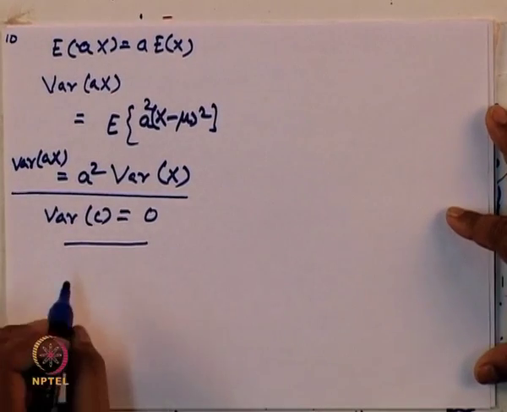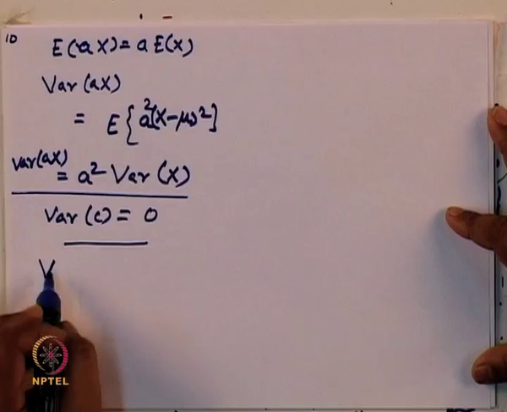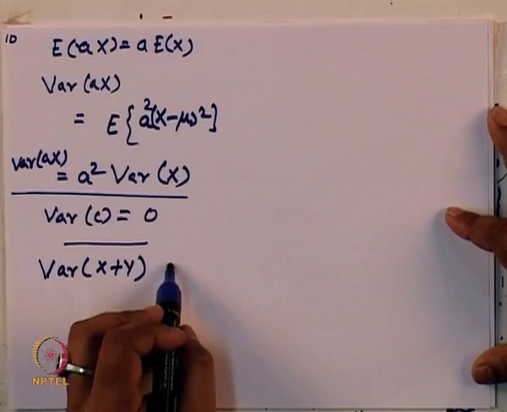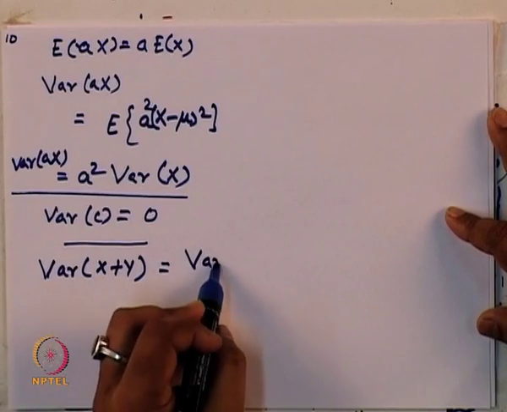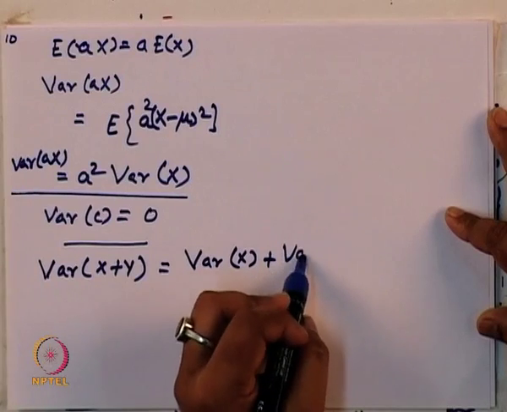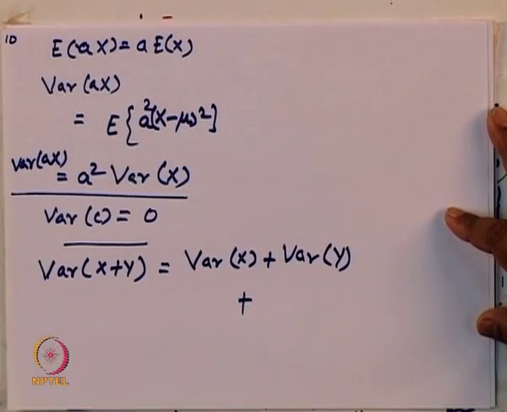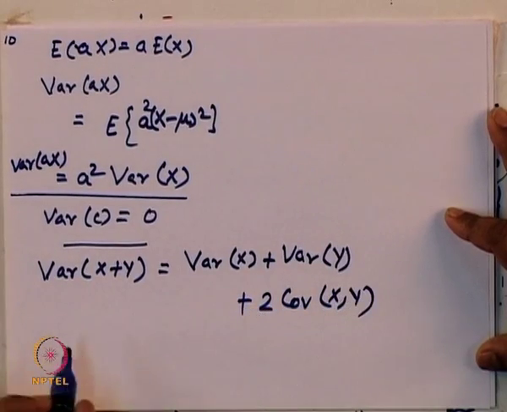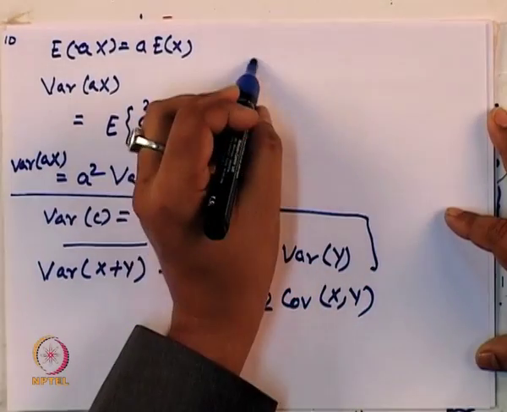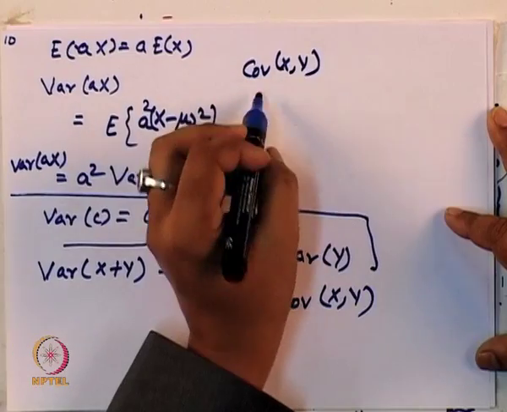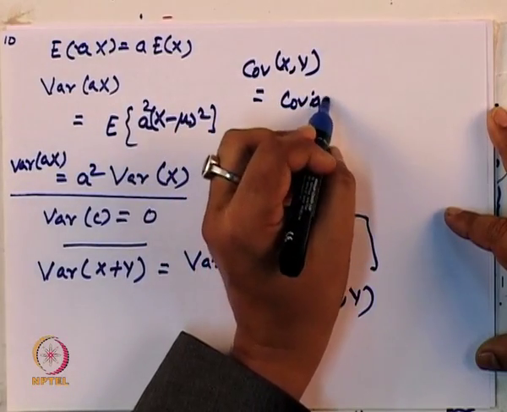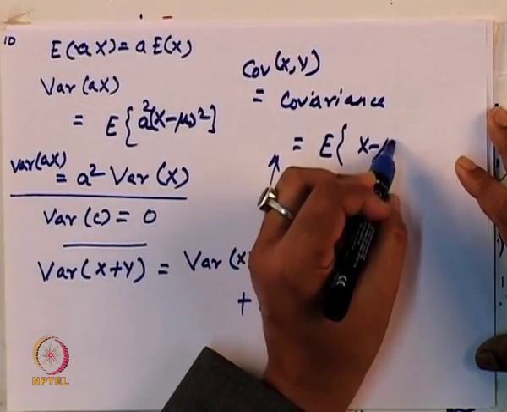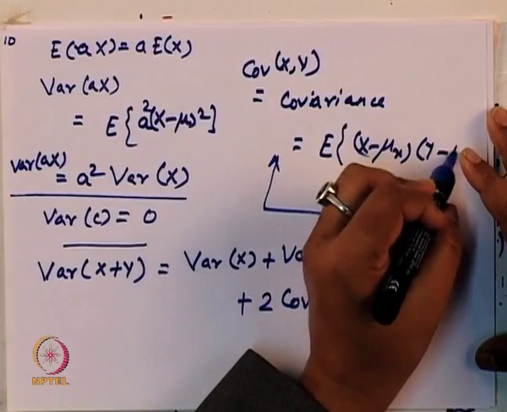You can also write down the expansion for variance of x plus y. This is a little bit tricky, but you will see that in the most general case it will come out to be variance of x plus variance of y plus 2 times covariance of x comma y, where covariance of x comma y is defined as expectation of (x minus mu x) into (y minus mu y).